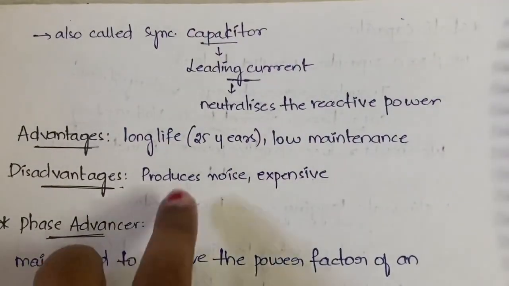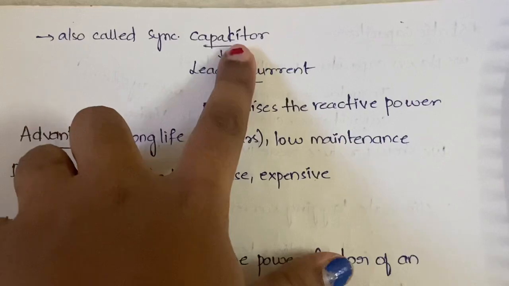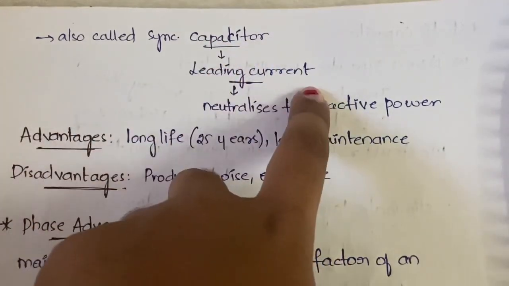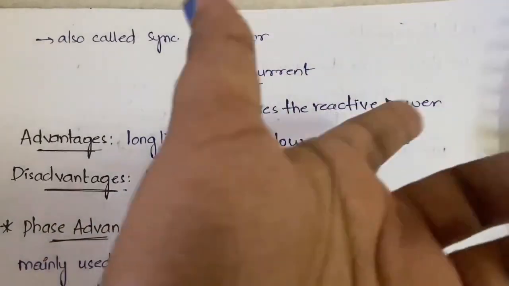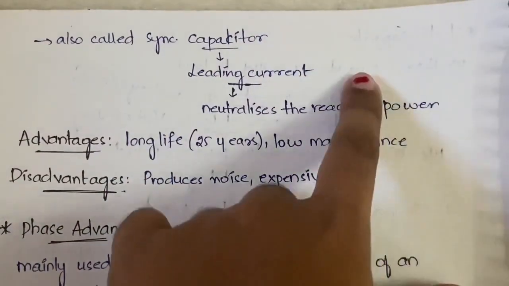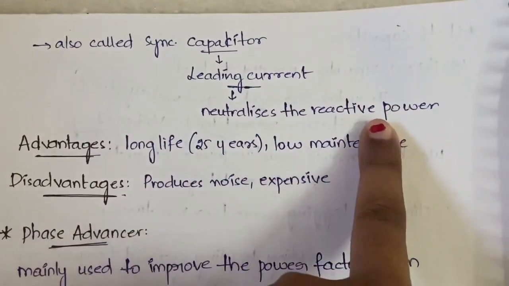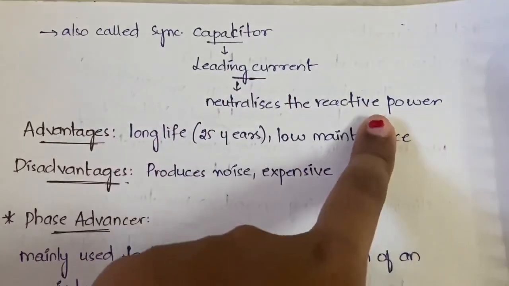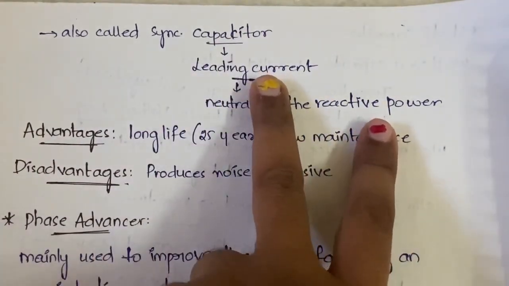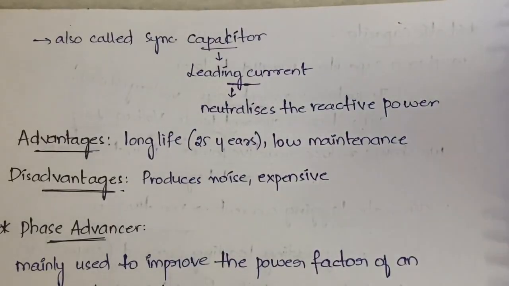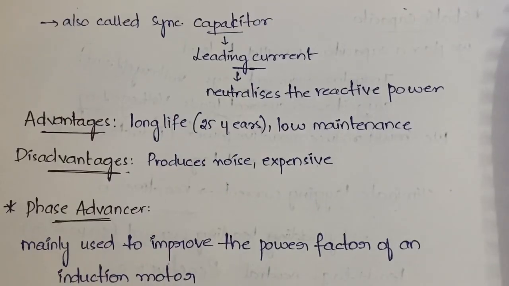Now this synchronous condenser is also called a synchronous capacitor. Capacitor means obviously it will provide leading current, and that leading current will neutralize the reactive power. Because reactive power is an inductive component, in this the current will be lagging. So in order to neutralize this lagging current, we are using a capacitor which will provide the leading current. Got it? Done. That's all. Very simple. That capacitor will provide leading current which is required to nullify this lagging current.